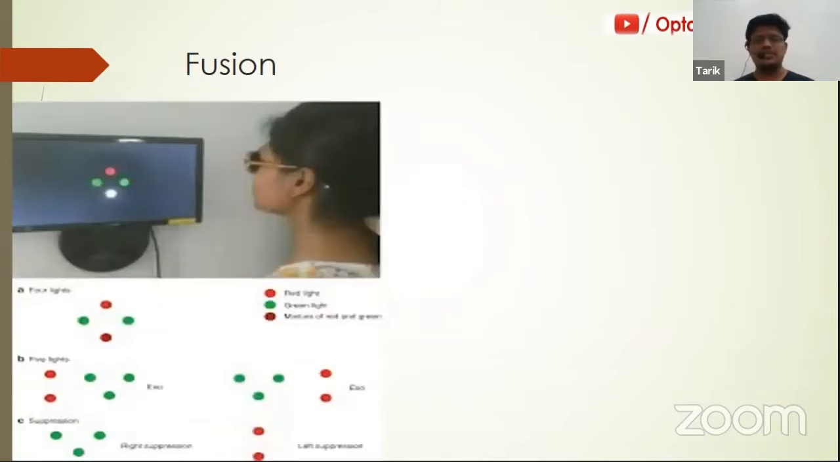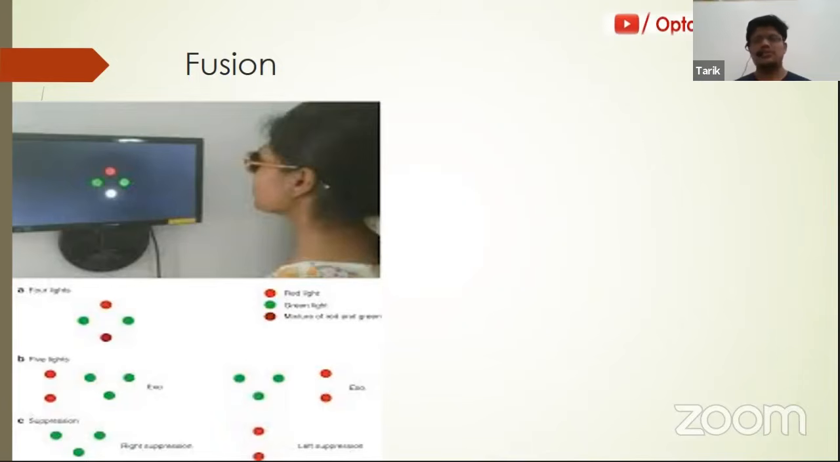So in fusion, generally what we see is your Worth 4 dot test. I hope everyone attending right now might have done this test once, or at least might have read or seen this. So here what we do is we ask the patient to wear an anaglyph, and then we ask them to look at the screen where there are 4 dots present. So there is one red, two green and one white. The normal response is that the patient says there are 4 lights in total, and among them 2 are green, one is red and one is flickering. That tells you that the patient doesn't have any defect, or any kind of squint, and has a good amount of fusion present.